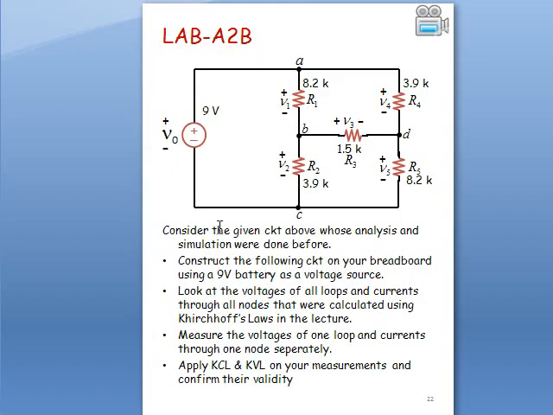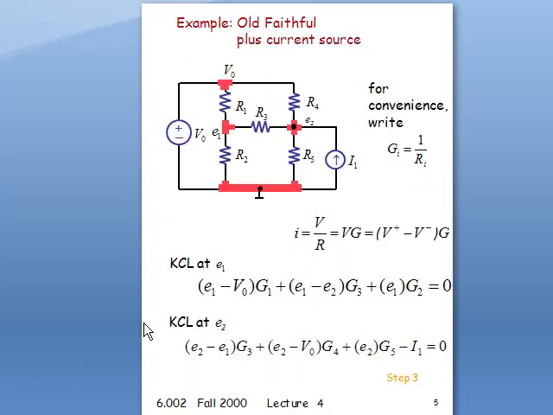It says consider the given circuit above, whose analysis and simulation were done before, and construct the above circuit on your breadboard using a 9-volt battery as a voltage source. We have seen this circuit in our lecture. This is the same circuit, but there is an extra current source. At the end of calculations, we assumed it is 0 amp, so the circuit will be the same.